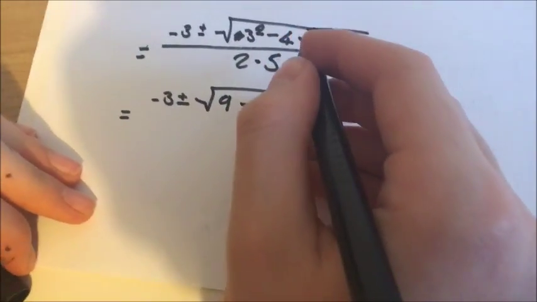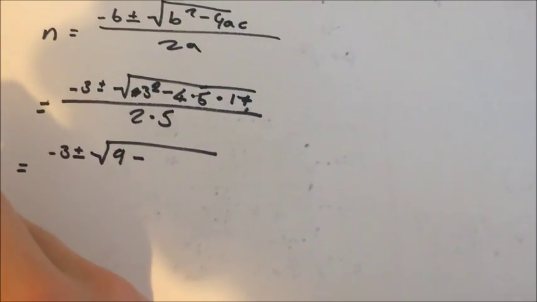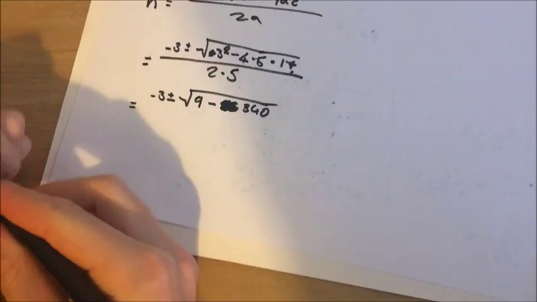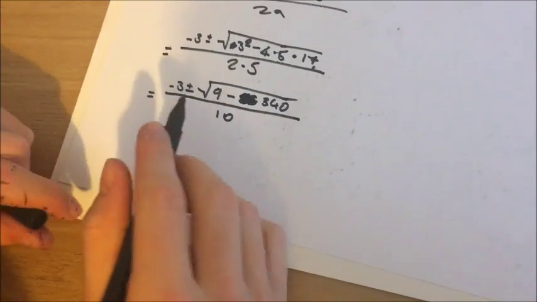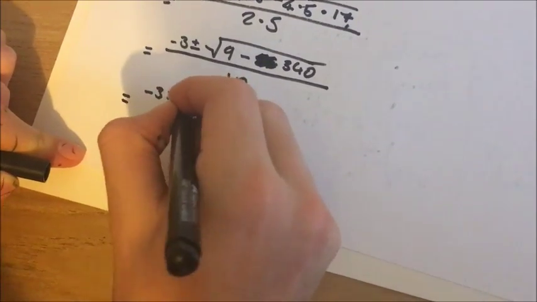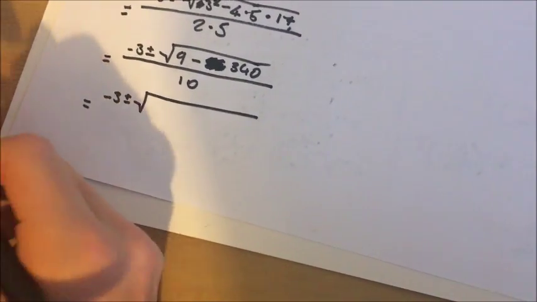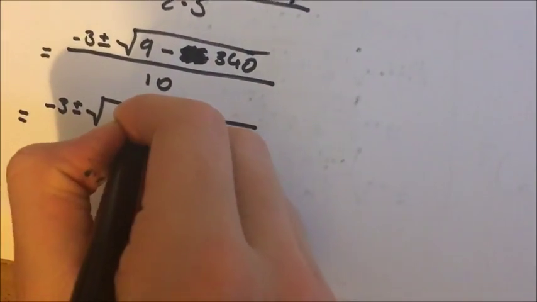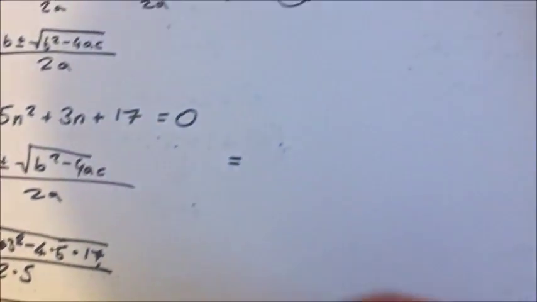9 minus 20 times 17. Testing my mental arithmetic is going to be... We checked on the calculator, it is actually 340. And we divide that by 10. Now, 9 subtract 340 is negative 3 plus or minus square root of... okay, so what we do is 340 minus 9, and then we multiply that by negative 1. So that is going to give us 331. So square root of minus 331 over 10.